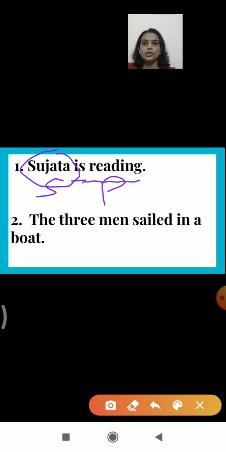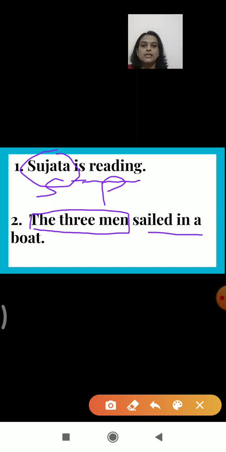Now about whom are we talking? The sentence is talking about whom? It is talking about the three men, right? And now what did the three men do? What are they doing? They sailed in a boat. Sailed in a boat, right? So here again I have divided the sentence into two parts. The three men sailed in a boat.